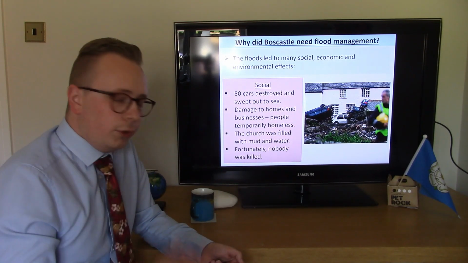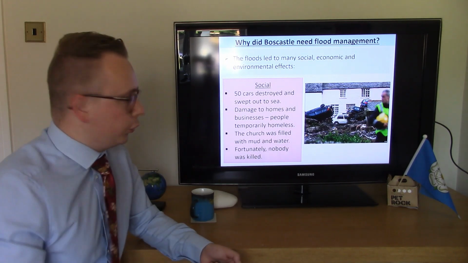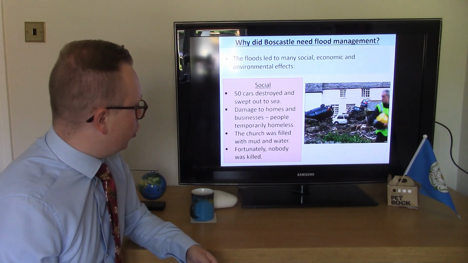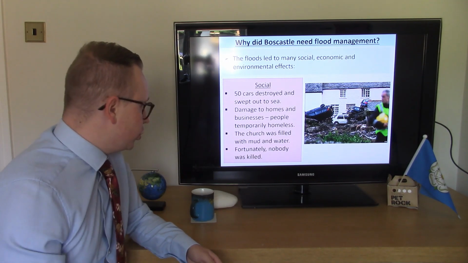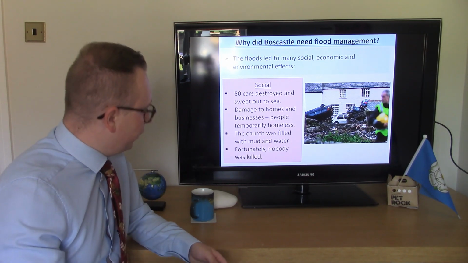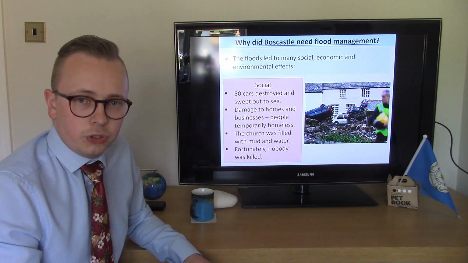So the floods in 2004 actually caused many significant effects, and this is what prompted the flood management. Some of the impacts were social. We had 50 cars destroyed, swept out to sea, damage to homes and businesses, many people left temporarily homeless. The church filled up with mud and water, but fortunately nobody was killed due to the responses of the emergency services.